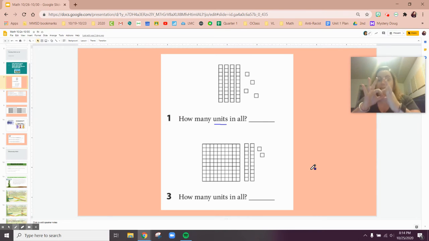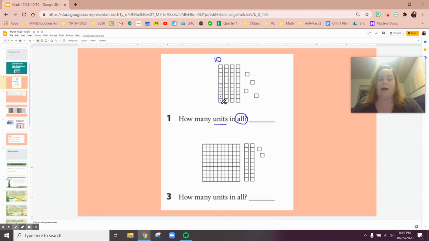Units means each cube. Units are sometimes used as a word to talk about measurement and figuring out how many we have of things. So for units, we have to figure out how many cubes are in all, which means the total amount up here. Remember that when you see a stick like this, that means there are 10 cubes right there. I don't have to count 1, 2, 3, 4, 5. I don't have to count all those because I know that there's 10 here.